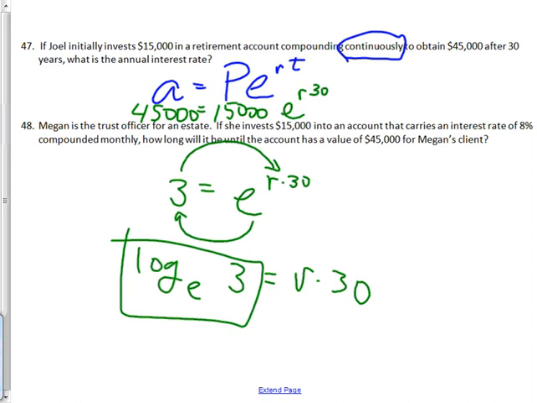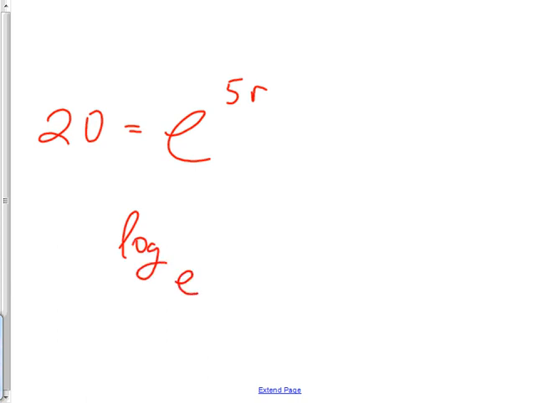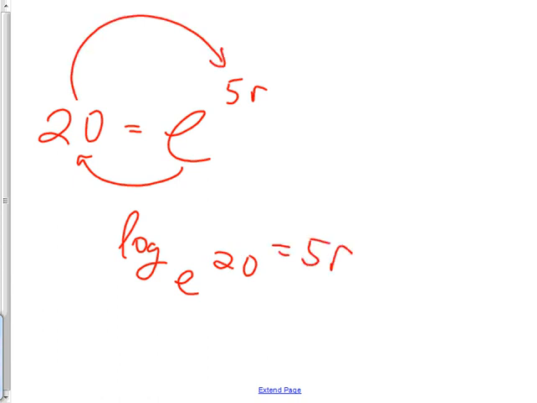All right, so I'm going to show you that one more time in a little bit different form. If it had been like this, e to the 5r is equal to 20 or something. How do I get that r alone? Log base e of 20 equals 5r. And then I do ln 20, and then I divide by 5. Get the idea? All right, yes?